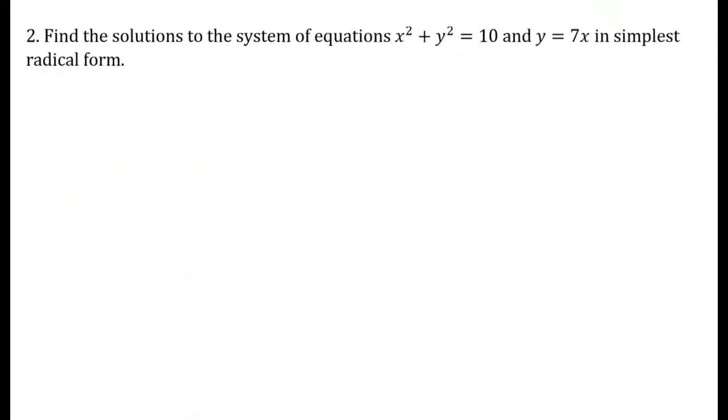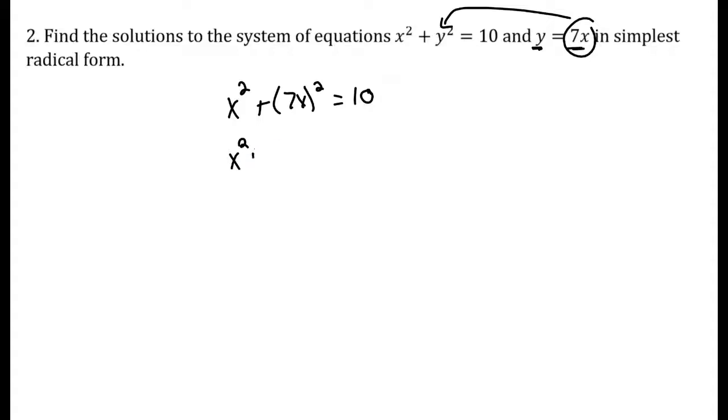Find the solutions to the system of equations in simplest radical form. So I've got a circle and a line, and I know y equals 7x, so I'm going to pick up that 7x and plug that in for y. You get x squared plus (7x) squared equals 10. Well, x squared plus 49x squared equals 10. So 50x squared equals 10.